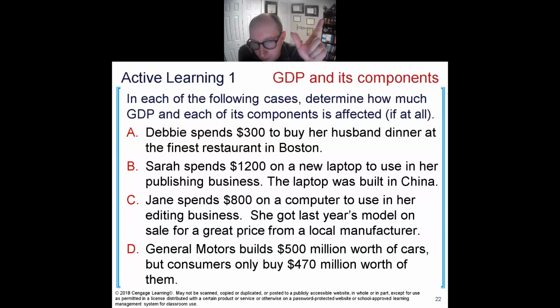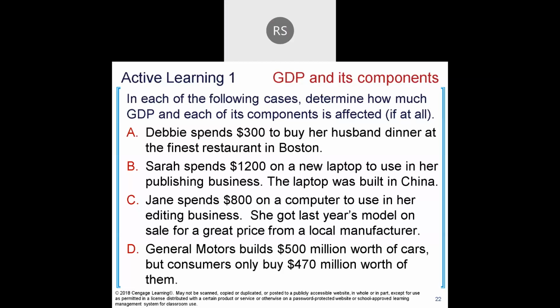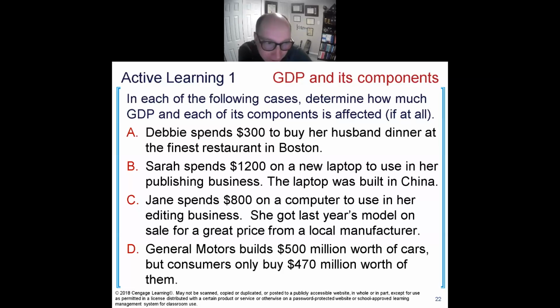Is this consumer spending or is it investment? Who can tell me? Letter B, is that consumer spending or is it investment? Miss Anthony, investment. Now, tell me why. Because if she's spending $1,200 on a new laptop to use for her publishing business, that means that it will help her produce what she has to do, and she will get paid for what she does. You got it, Miss Anthony. That's 100% correct.